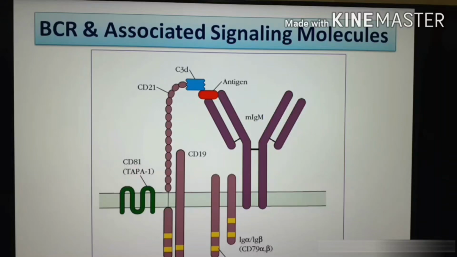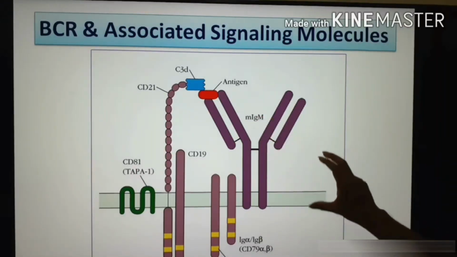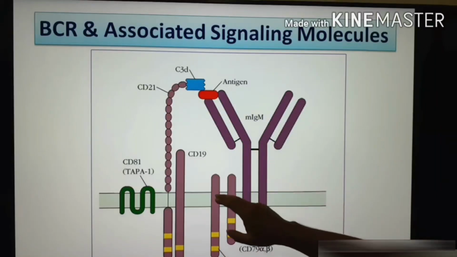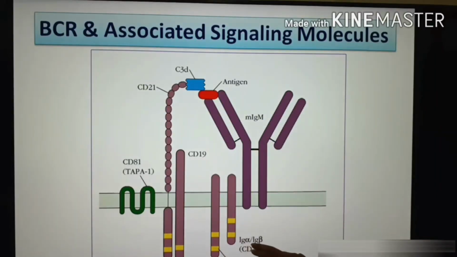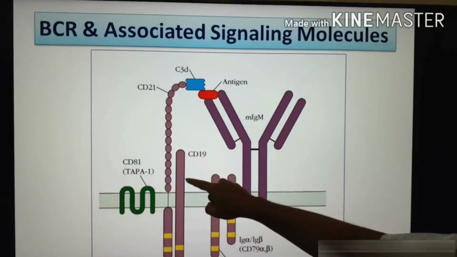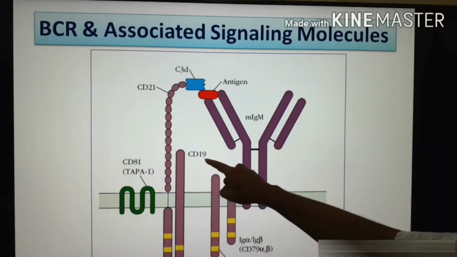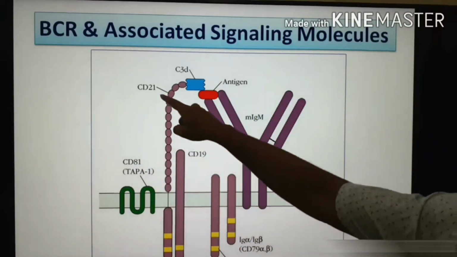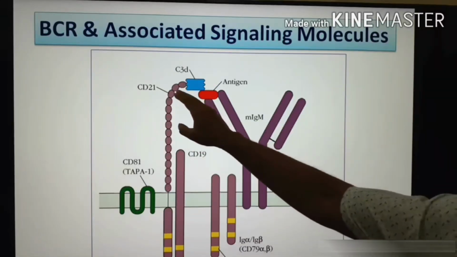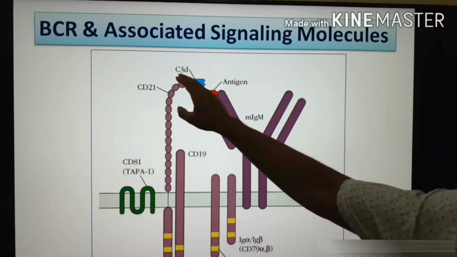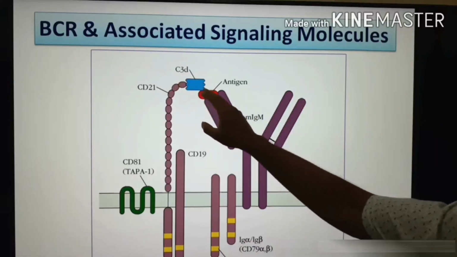BCR is nothing but membrane bound IgM and IgD antibody. This antibody is also associated with some molecules, Ig alpha and Ig beta. These 2 molecules are very important, and a B cell also contains a molecule called CD19, and a B cell receptor associated molecule can be CD21. It is a complement receptor that can bind with a complement protein called C3d that is attached with its antigen.